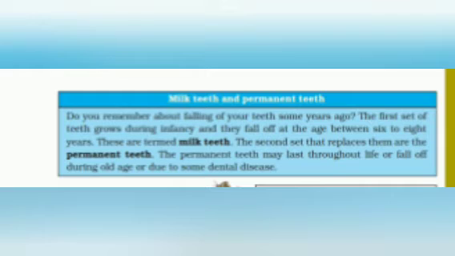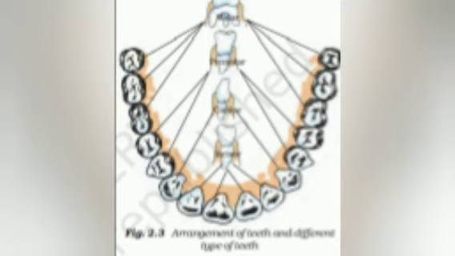So permanent teeth, they may last throughout the life or they may fall off during the old age or due to some dental diseases. अगर दांतों में कुछ खराब हो गया तो वो गिर जाते हैं. You can have a look over the picture. The first four teeth जो सबसे सामने होते हैं, फ्रंट में, first four there we call it as incisors.